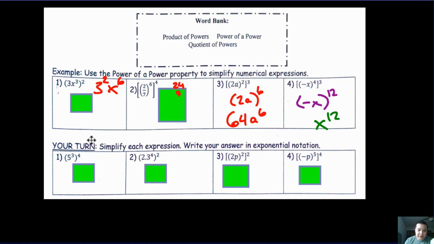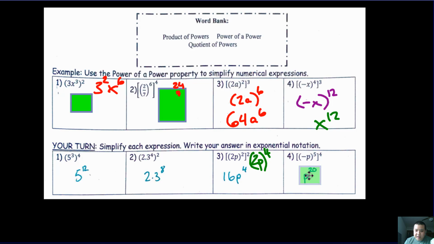Here we have 5 to the 3rd to the 4th, which is 5 to the 12th. This should be 2.3 to the 8th. Here we have 16 p to the 4th, because we turn this into 2p to the 4th. Let me fix that up. 2p to the 4th, in parentheses, to the 4th, and then 2 to the 4th is 16, and p to the 4th is obviously p to the 4th. Here, this should be p to the 20th.